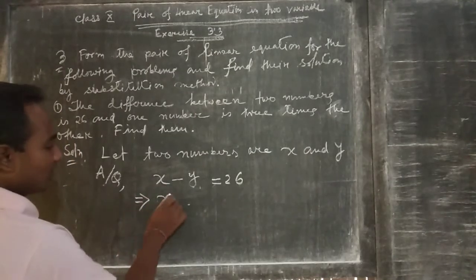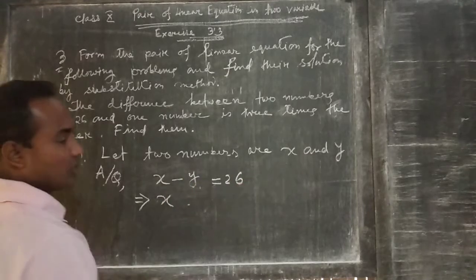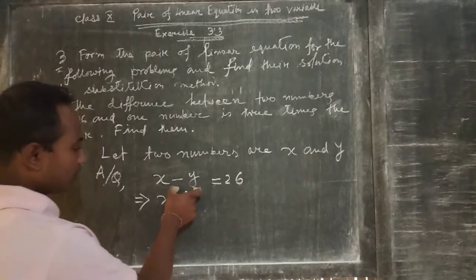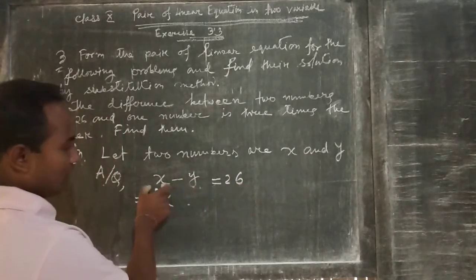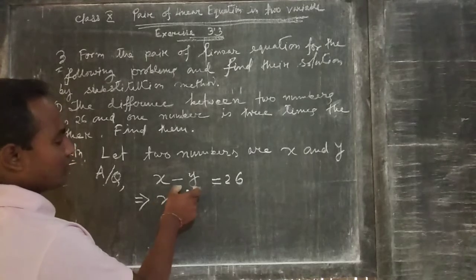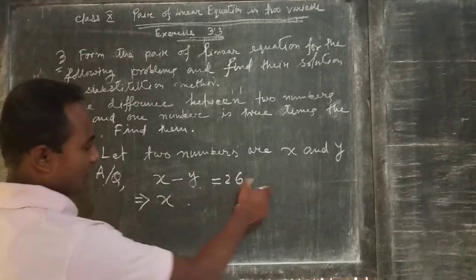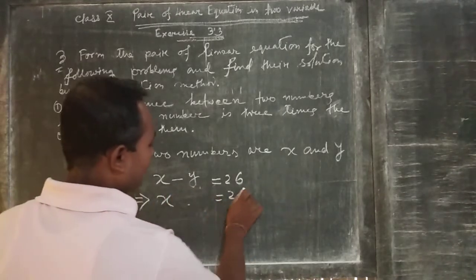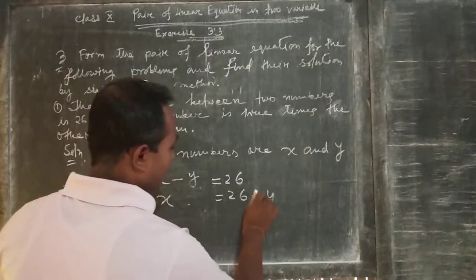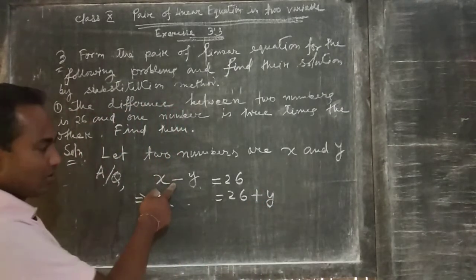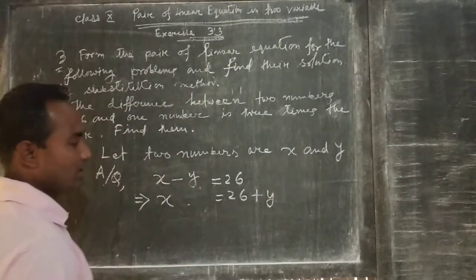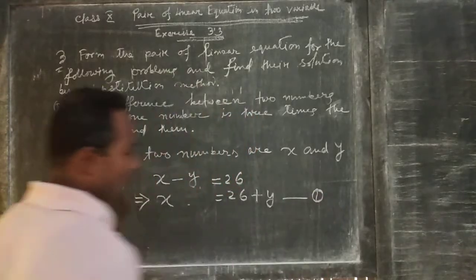And what is the value of x? We have to shift all the terms to the right hand side. Here y is given with the x, and we have to shift the term y to the right hand side. Then we will get x equals 26 plus y. Y has a minus sign here, so it will be plus. Then we will call this equation number 1.